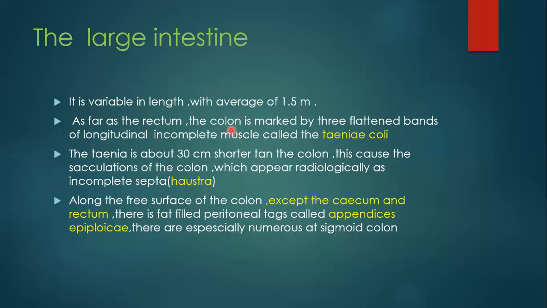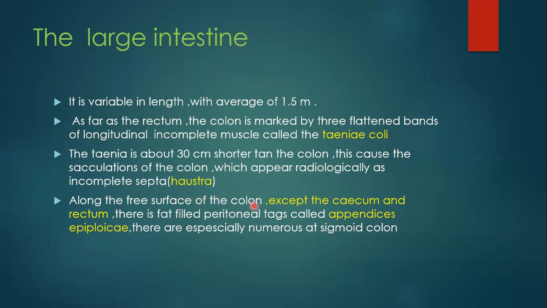Now we will talk about the large intestine. It is variable in length, with an average of 1.5 m. As far as the rectum, the colon is marked by 3 flattened bands of longitudinal incomplete muscle called taenia coli. The taenia is about 30 cm shorter than the colon. This causes the sacculation of the colon, which appears radiologically as incomplete septa called haustra.